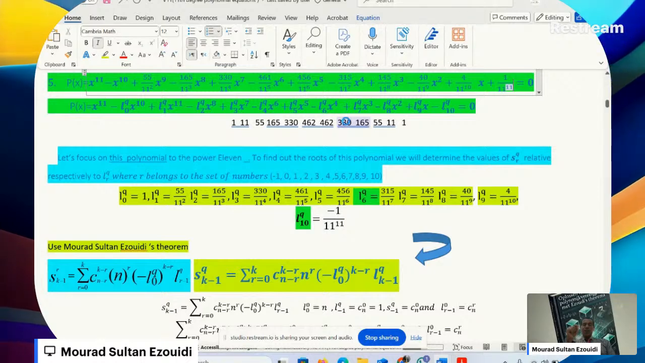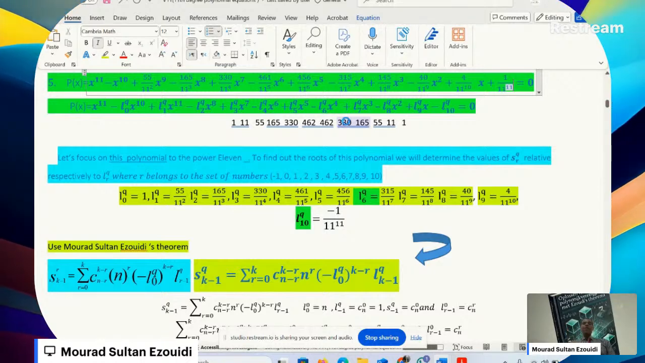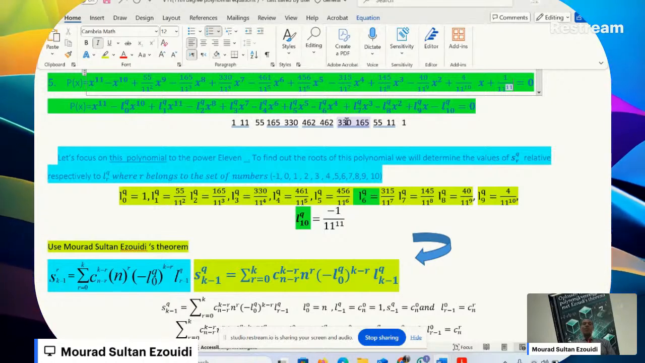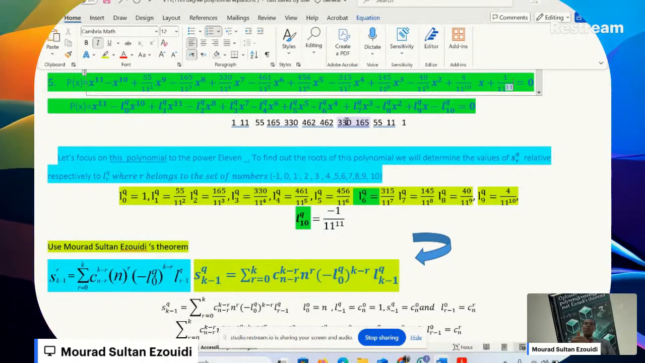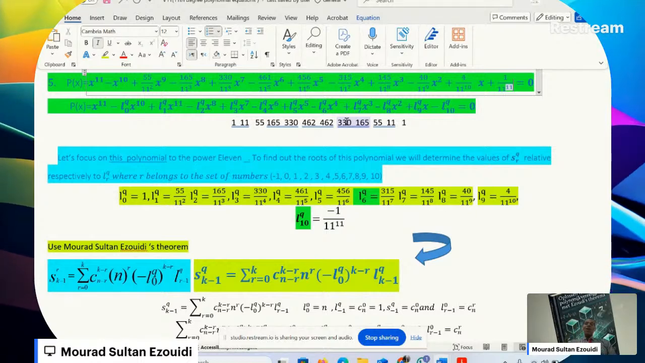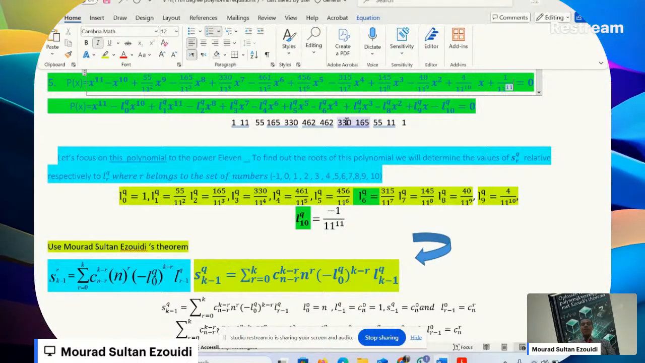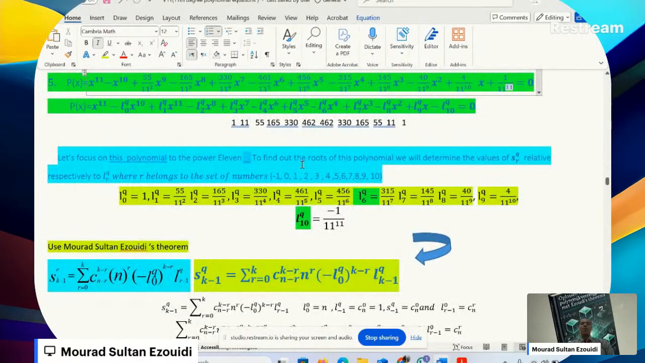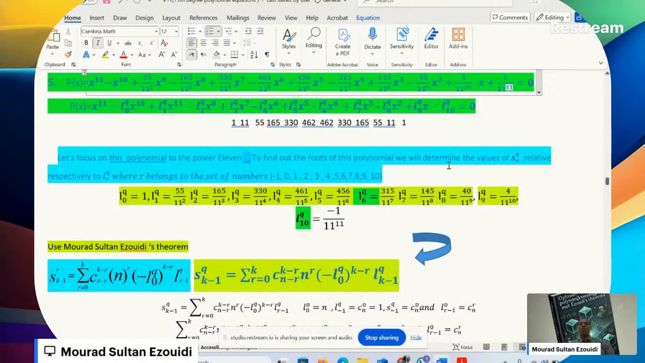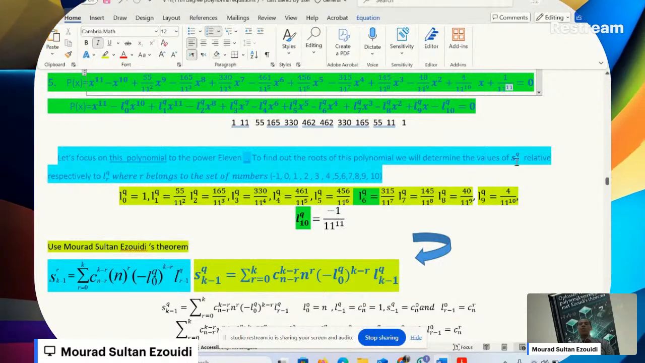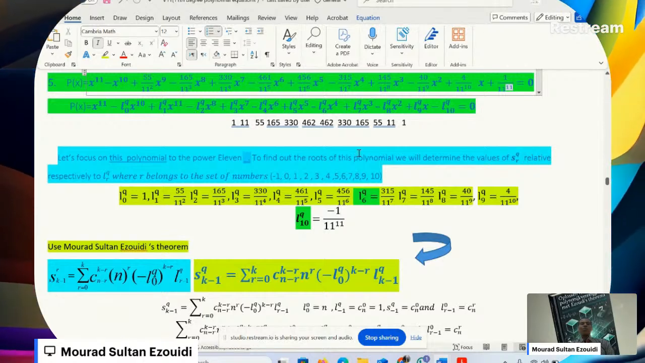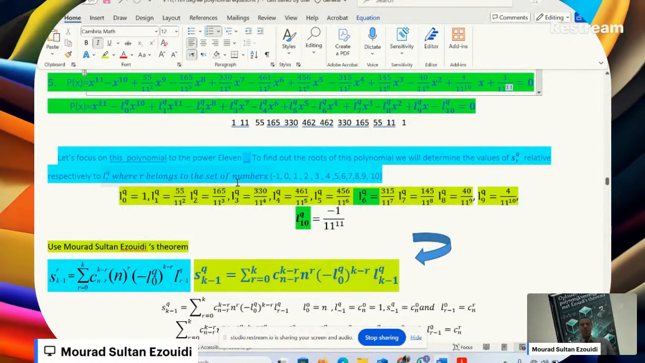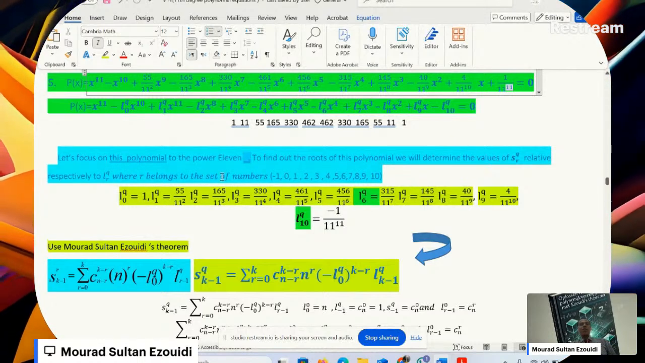But we, let's say, explain that we can solve 11 degree, 12 degree, 13 degree using the theorem of Mourad Sultan Ezouidi. So, Abel closed the door, Mourad opened it. Okay? So now you can see this one. Let's focus on this polynomial of degree 11 to find out its roots. We should determine the values of S_r for the Q relative respectively to L_r for the Q, where r belongs to the set of numbers from -1 to 10.